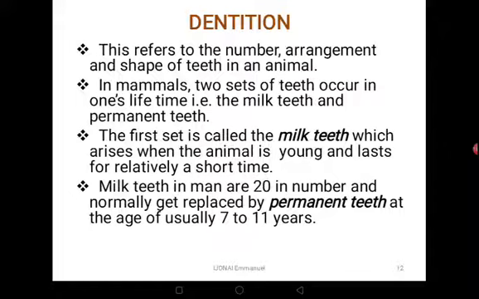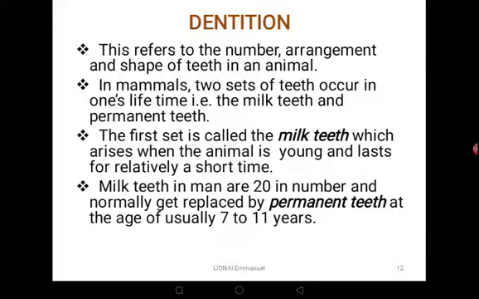So members, let's move to some part of the study of teeth that we call dentition. So when you hear the word dentition, what does it mean? Generally, dentition means the number, the arrangement, and the shape of teeth in an animal. So it is a generalized term which is used to mean the number, the arrangement, and the shape of the teeth. So we generally call that dentition.